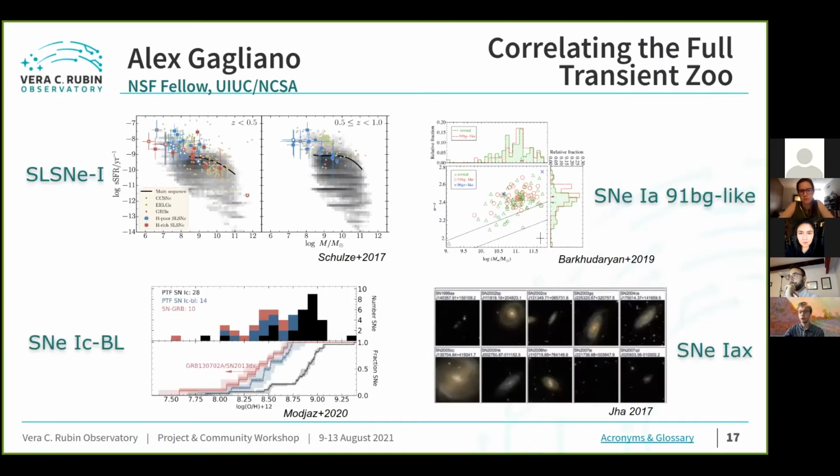We've combed through the literature to identify host galaxy correlations for each of the extragalactic transients in the ELAsTiCC dataset and encoded them into our pipeline. A few of those correlations are shown here. We're now validating these correlations and ramping up our architecture to match the data volumes of ELAsTiCC version 1, which contained around 3 million transients. Next slide, please.